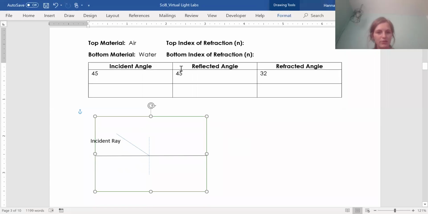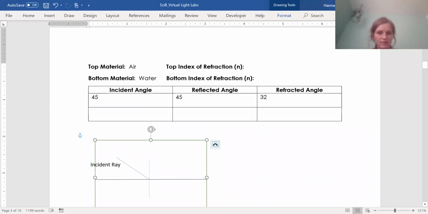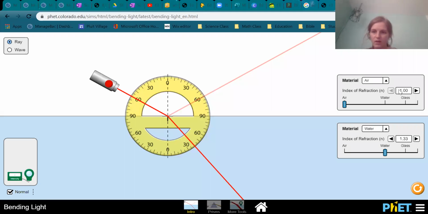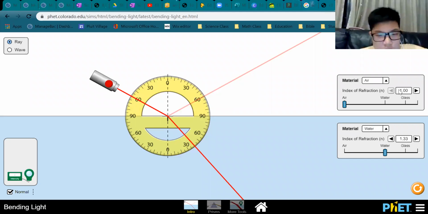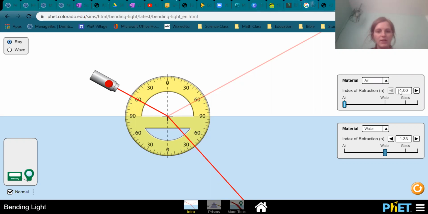The index of refraction right here would be from the object itself. So every object has a different index of refraction, and basically it has to do with how fast light can move through it. Because remember, the speed of light will change based on the object it's going through. So your index of refraction for air is 1. So we compare these things to air, right? The water has an index of refraction of 1.33.